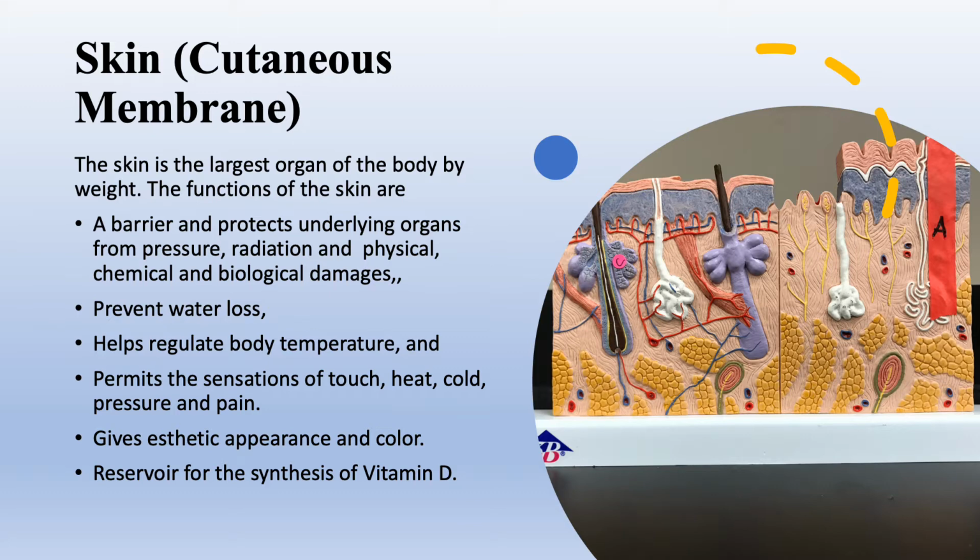Skin is the largest organ of the body by weight. The functions of the skin are: it acts as a barrier and protects underlying organs from pressure, radiation, and physical, chemical, and biological damage. It also prevents water loss, helps regulate body temperature, and permits the sensations of touch, heat, cold, pressure, and pain by housing the sensory receptors. It gives aesthetic appearance and color, and is a reservoir for the synthesis of vitamin D.